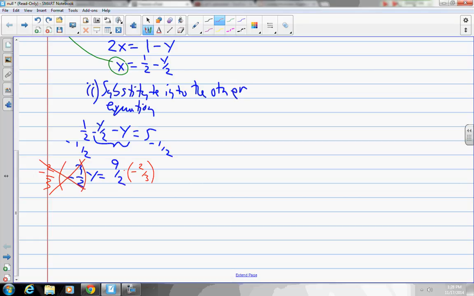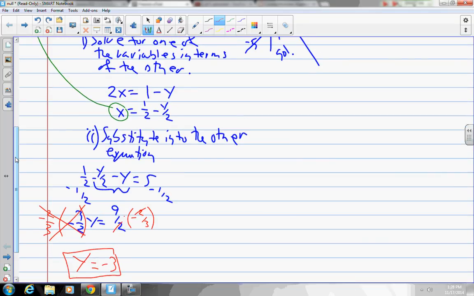So all of that cancels. Y equals 2 and 2 cancels. Negative 3 goes into 9. Negative 3 times. So y equals negative 3. You'll get negative 3 no matter how you approach this. Y will always equal negative 3. Right?